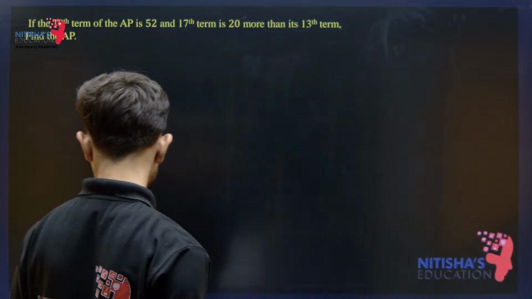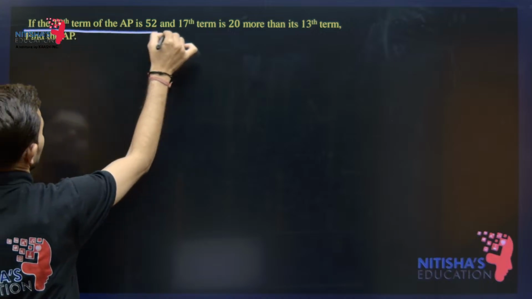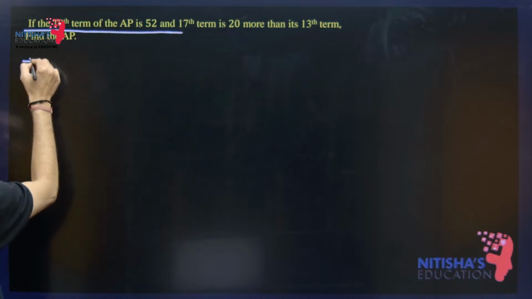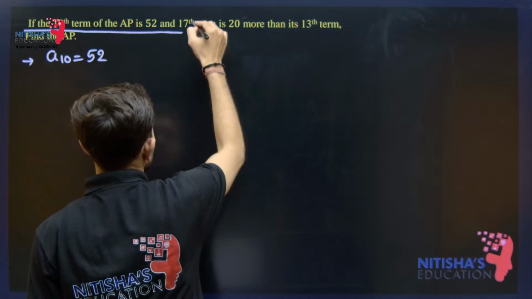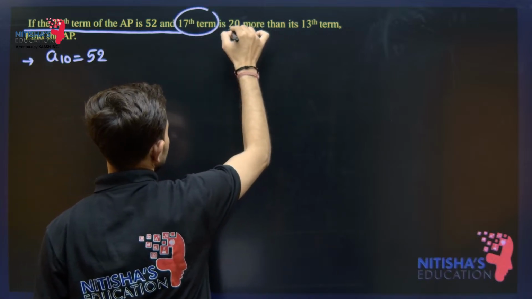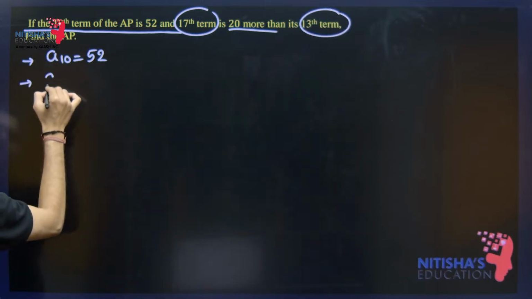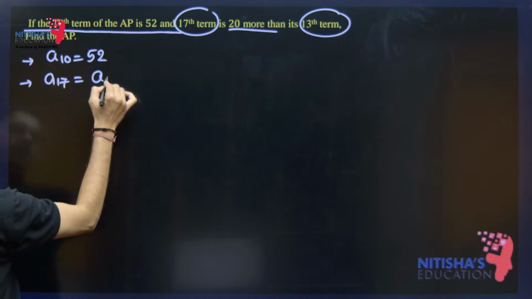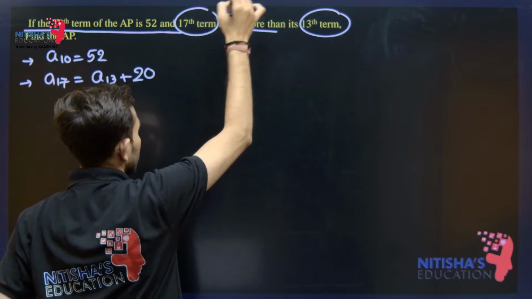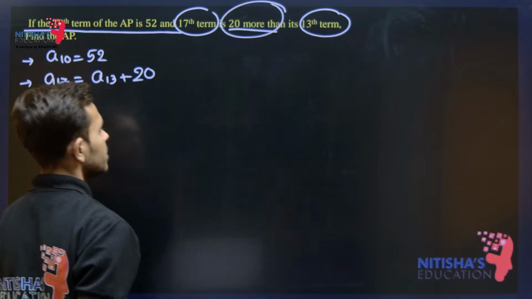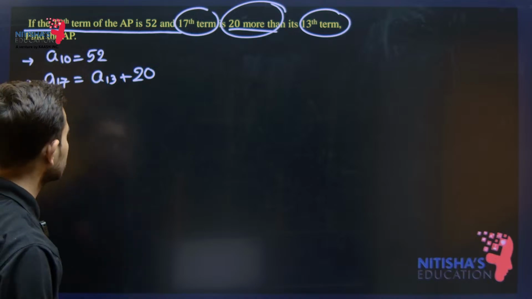Next, if the 10th term of an AP is 52, so we can say that A10 is equal to 52, and the 17th term is 20 more than the 13th term. It means A17 is equal to A13 plus 20, because the A17 term is 20 more than the A13 term. So we can write it as A17 is equal to A13 plus 20.